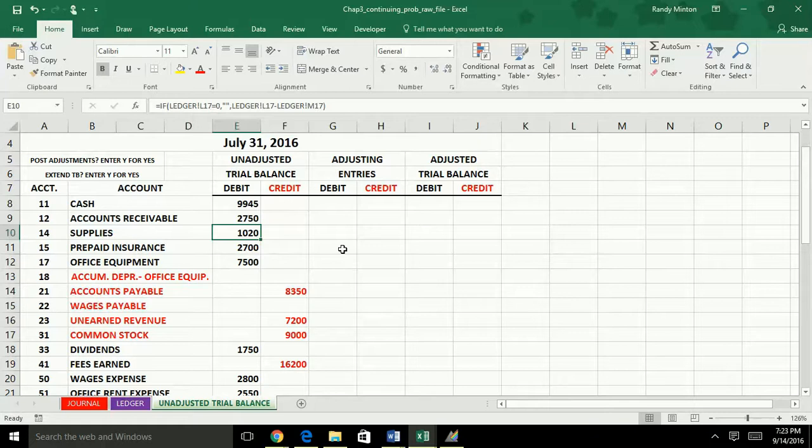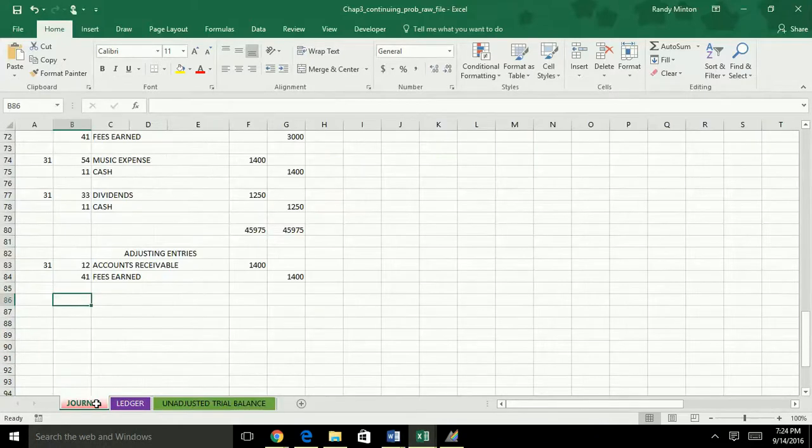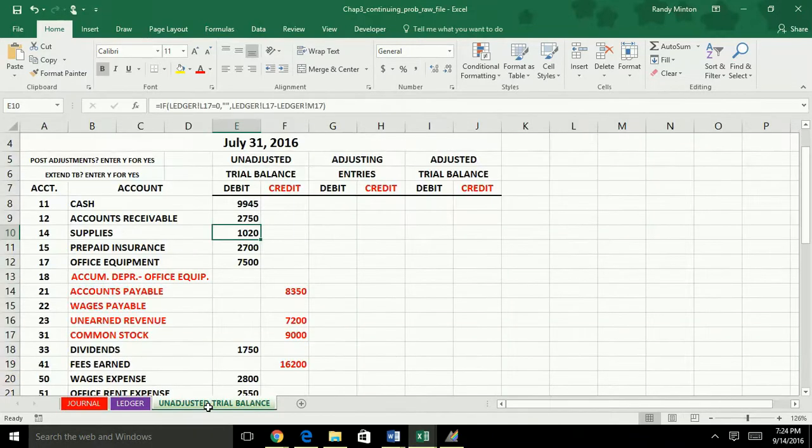Well, what they're telling us is that after adjustment we should only have $275 in the account. So since supplies is an asset, goes up on the left hand side, we have to make an entry crediting supplies, and the debit side of that entry is going to be an expense. And this is what we typically do. We're going to move an asset into an expense account representing the fact that we have used it up.